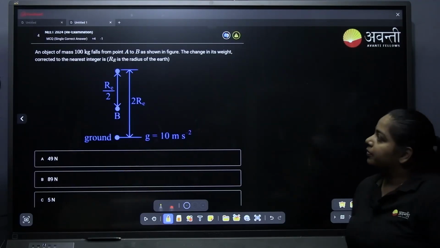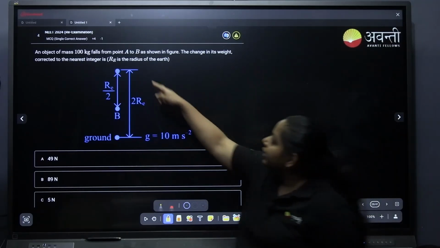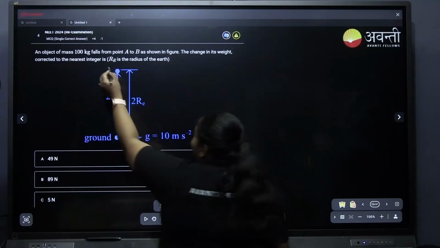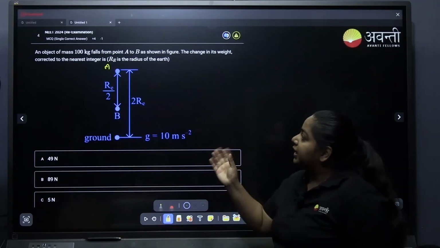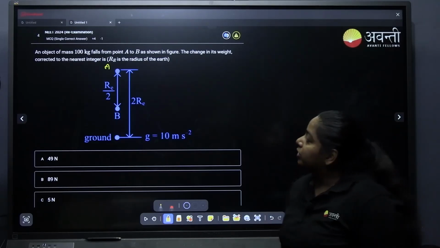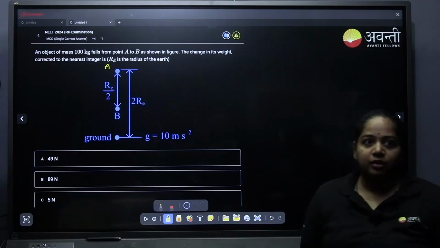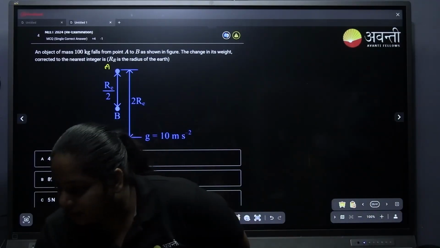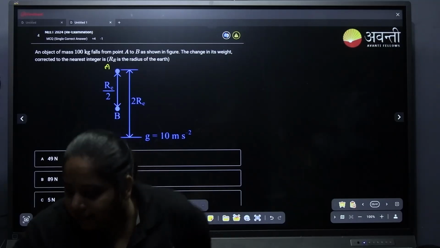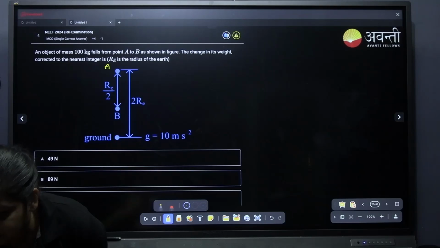Next one. An object of mass 100 kg falls from point A to B as shown in the figure. Find the change in its weight, corrected to the nearest integer. Okay, this is point A, they haven't mentioned. Whatever value you are getting, you have to round off to the nearest integer.